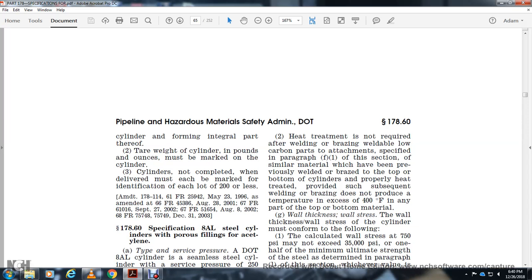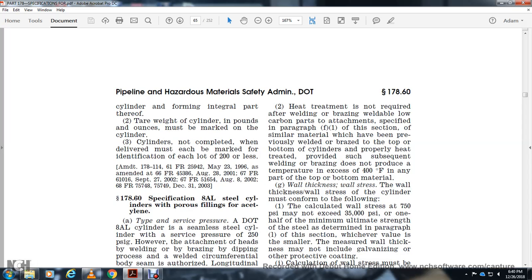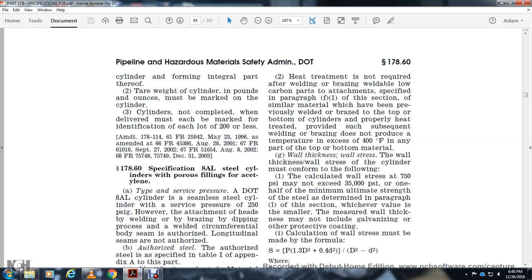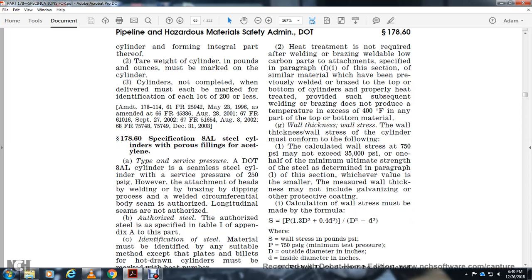178.60 specification 8AL steel cylinder with a porous filling with acetylene. The type of surface pressure: 8AL cylinder, seamless steel, with a surface pressure of 250 psi gauge. However, the attachment head with the welding, the brazing, the dipping, the process of welding, central body seam is authorized. Longitudinal seams are not authorized. Authorized seal is specified in Table 1, Appendix A. That's part of the identification seal.